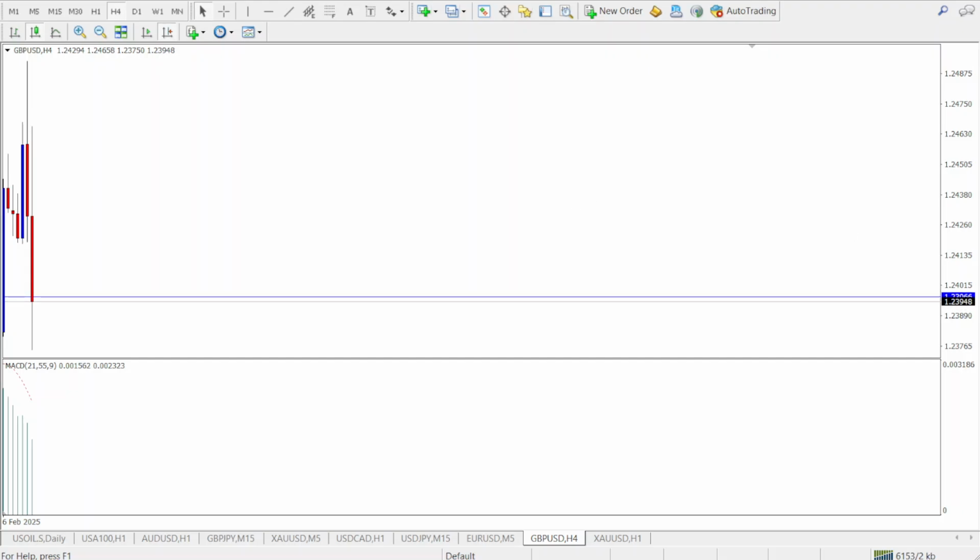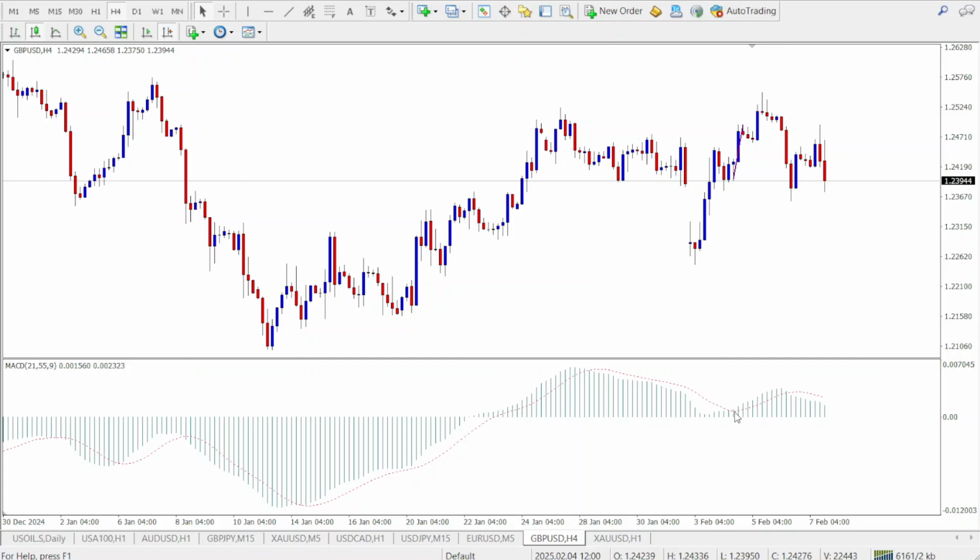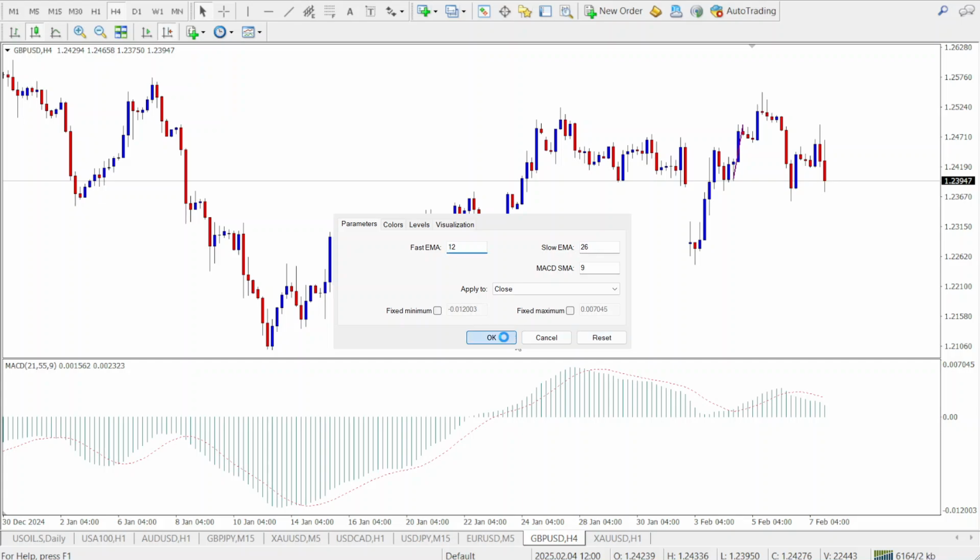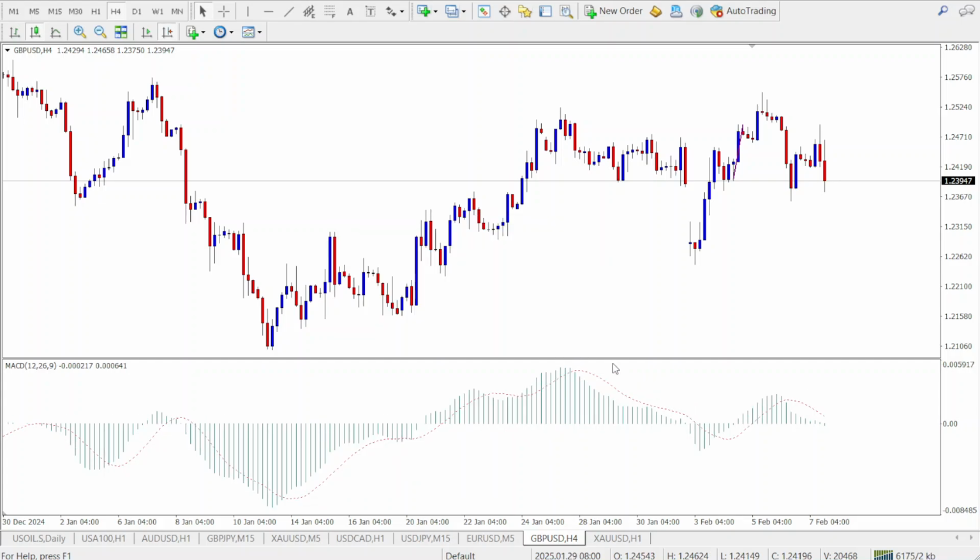If you are new to MACD, you can start with the default settings. Then you can adjust the settings based on your trading style and market conditions as you gain more experience. Now, let's go through a step-by-step strategy to use MACD for swing trading.